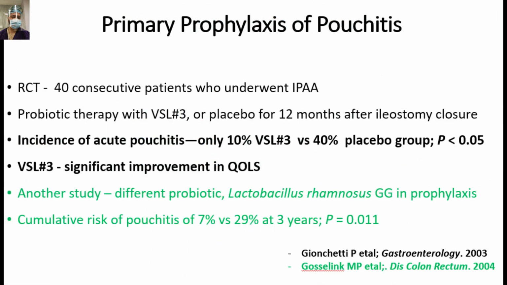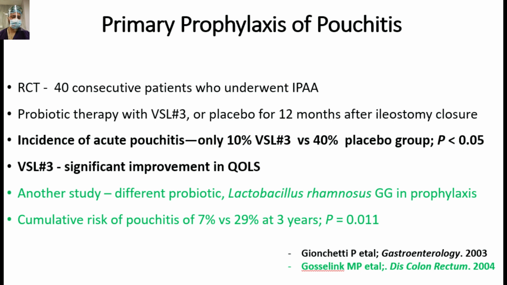The term primary prophylaxis means that before developing pouchitis, we are starting the treatment. In all these patients there will be a diverting ileostomy most of the time, and that is the practice we follow. So we can start these patients on probiotics, and there are many studies available.